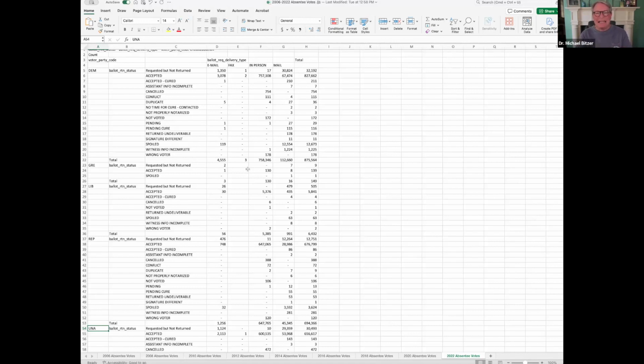These are ballots, but if the ballot falls under one of those non-accepted or non-accepted-cured categories, that doesn't necessarily mean the voter did not vote. That is a separate voter file, and I'll get into that with the next spreadsheet. This is basically just ballots in terms of accepted versus not accepted.